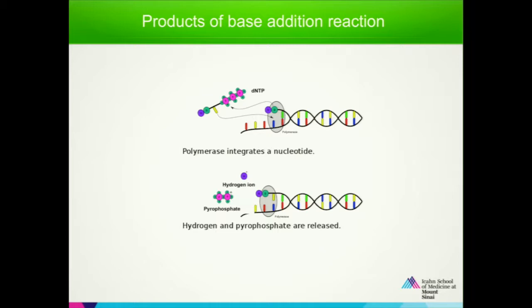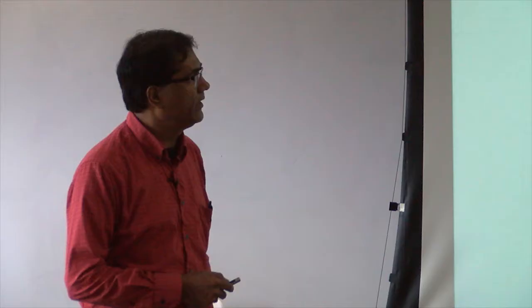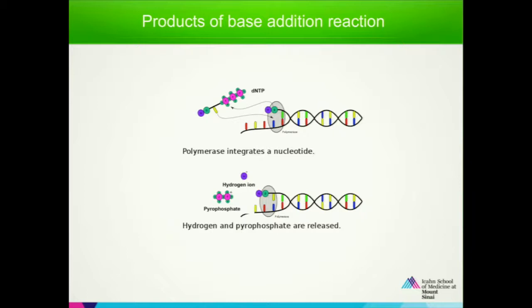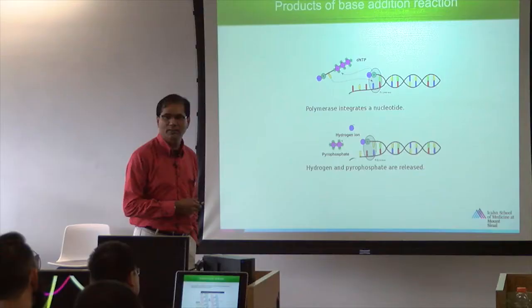The substrate has two species. One is the dNTP, and the other is the DNA template strand, and this is catalyzed by the DNA polymerase. When you look at the products, there are three. One is the base which is added, one is the phosphate molecule, pyrophosphate, and one is the hydrogen ion released in the medium. So when we are trying to detect the addition of the base here, we can detect any of these three species.